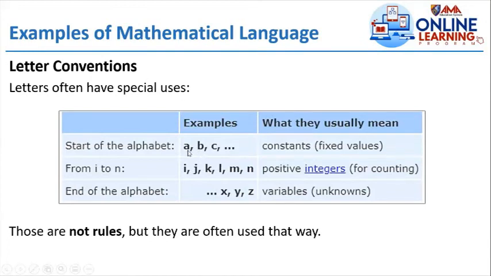Usually, itong start of the alphabets natin, ABC, they usually refer to constants or fixed values. And then our positive integers naman are usually represented by letters from I to N. And then our variables or the unknowns natin, they are usually represented by XYZ or the end letters of our alphabet. Yan yung usually ginagamit sa books.